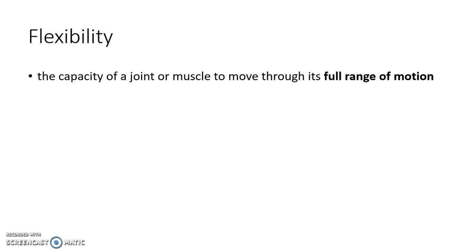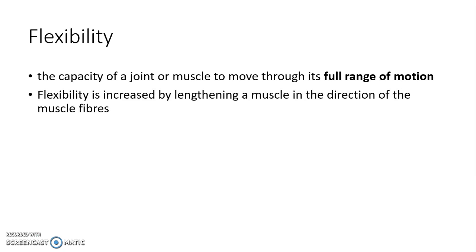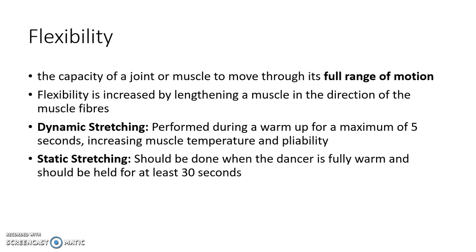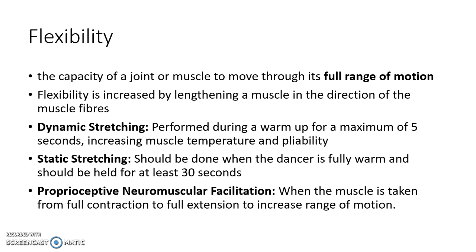So, to sum up, flexibility is the capacity of a joint or muscle to move through its full range of motion. That is our definition. Flexibility is increased by lengthening a muscle in the direction of the muscle fibres. So we do dynamic stretching at the start of class during a warm-up, maximum 5 seconds to make sure we're not tearing those muscles, and we're working to increase the muscular temperature with those dynamic stretches and to make the muscles softer and more pliable, more elastic. We can then move on to static stretches to really help improve our flexibility after a warm-up. And these are going to be held for at least 30 seconds to really allow those muscle fibres to draw out and to elongate. And we've also got PNF, proprioceptive neuromuscular facilitation, where the muscle is taken from full contraction to full extension in order to increase its range of motion. There we go. That is flexibility.